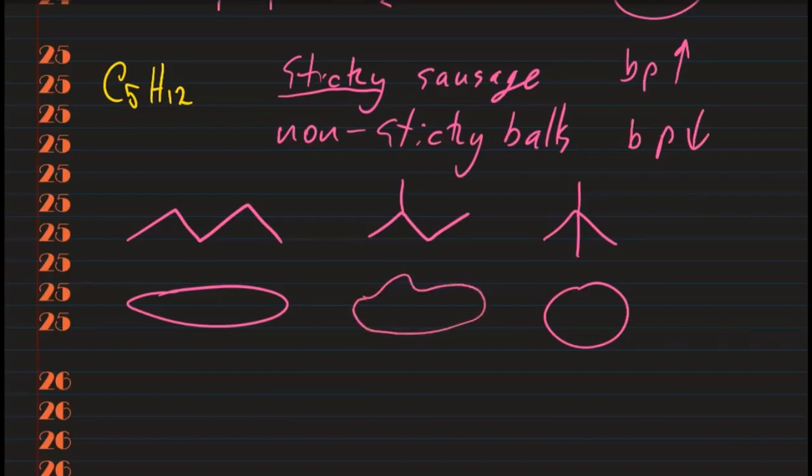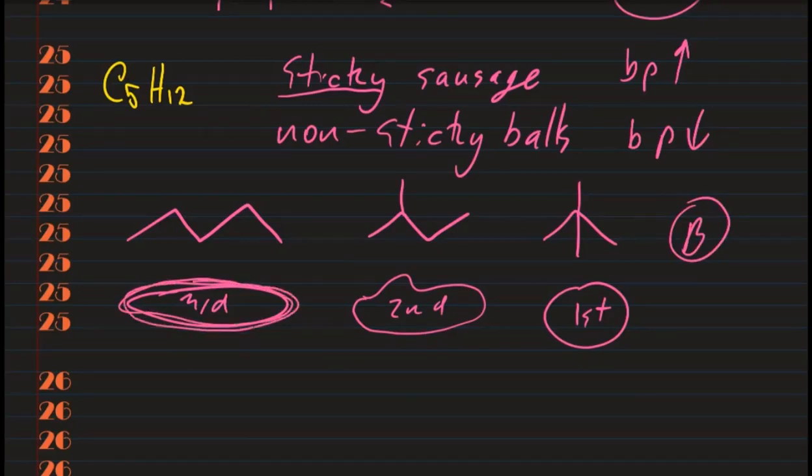Alrighty, so increasing boiling point, so lowest first. So this is the first one, the lowest boiling point. That's second, and that's third. So what does that correspond to? B. 25 is B. The more surface area a molecule has, the more London dispersion force is, and the higher the boiling point. The lower the surface area, the less London dispersion force is, and the lower the boiling point.